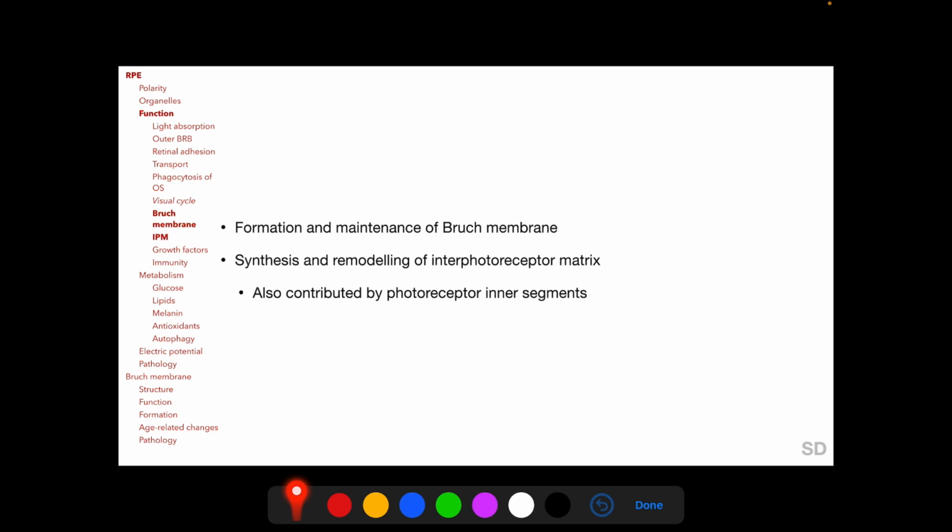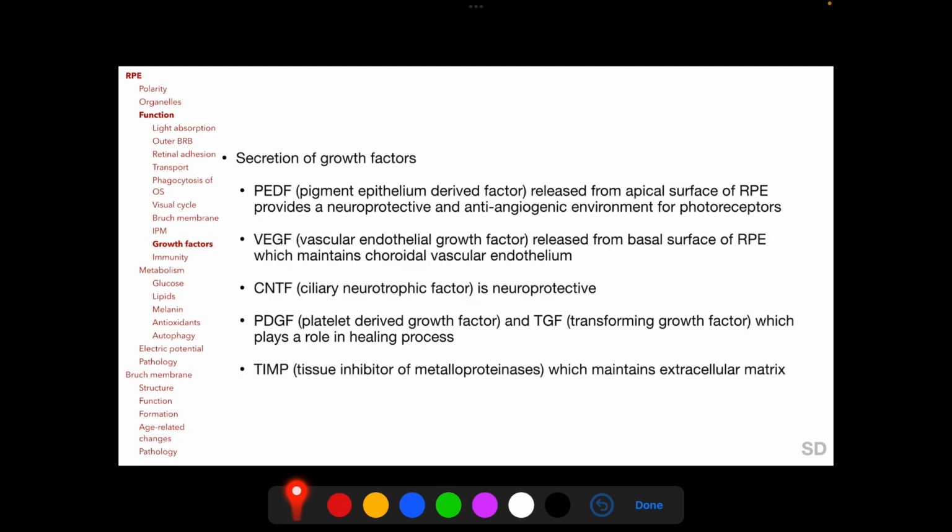The RPE cell is also responsible for formation and maintenance of Bruch's membrane and the interphotoreceptor matrix. Interphotoreceptor matrix is also contributed by photoreceptor inner segments. The RPE also secretes growth factors, and two of the important ones are pigment epithelium derived factor, which is released from the apical surface of the retinal pigment epithelium and provides a neuroprotective and anti-angiogenic environment for the photoreceptors. Vascular endothelial growth factor is released from the basal surface of the retinal pigment epithelium and maintains choroidal vascular endothelium.